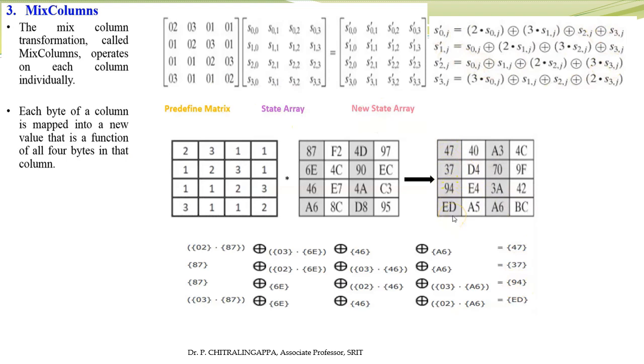The mix column transformation is called mix columns, and it operates on each column individually. So this is a predefined matrix and the state array. You can multiply these two matrices, and you will get one more new state array. This is the new state array.